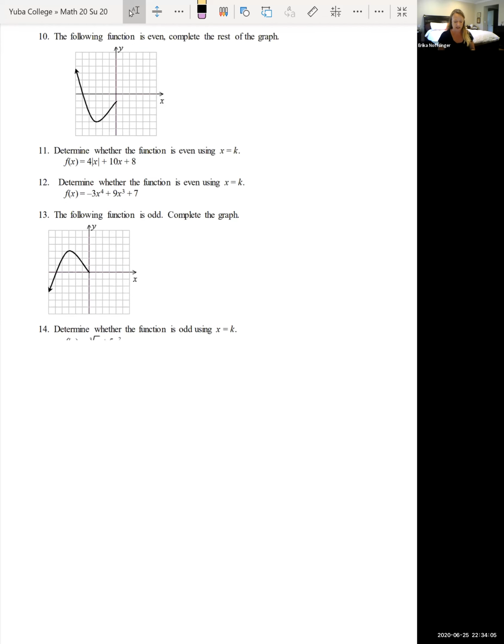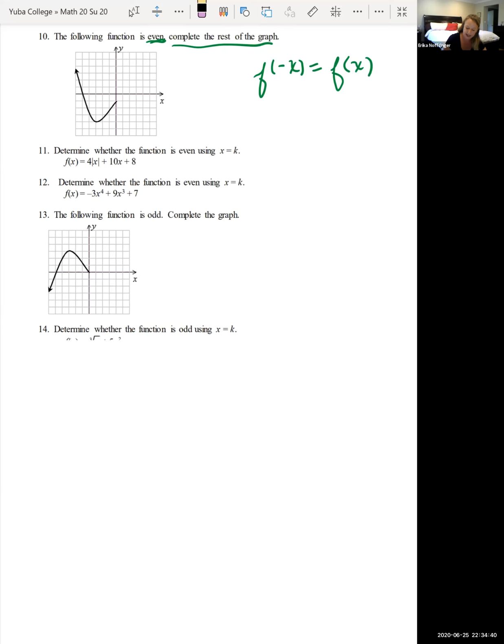Okay, so kind of looking at a couple of symmetry problems. If you're given a graph, you should be able to graph the rest of it given information. So in this example, you're given a graph and it's telling you that the function is even, and it's telling you to complete the rest of the graph. What it means to be even, recall, is if you plug in the negative value for x, you get back the same value as if you had plugged in the positive value of x.